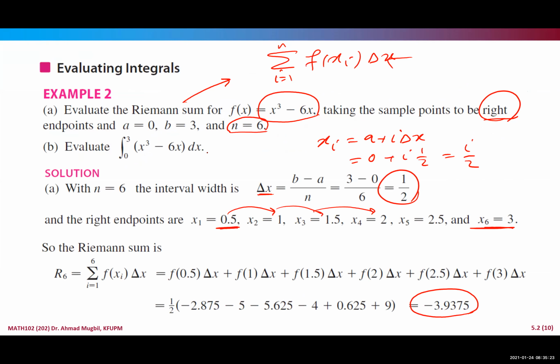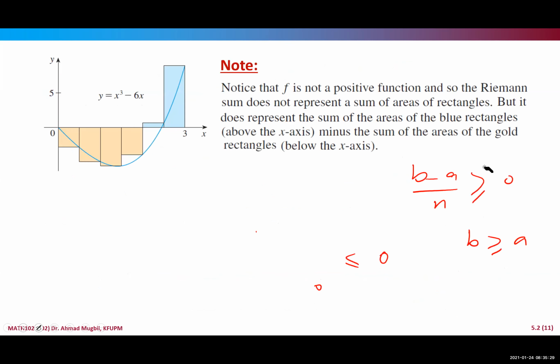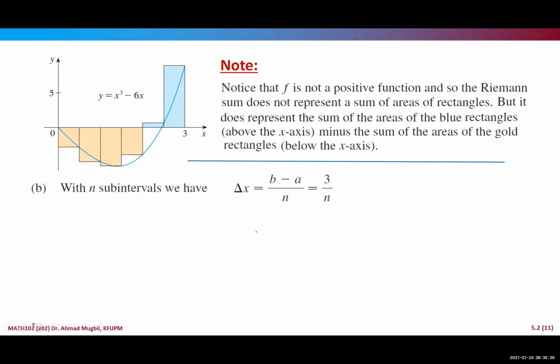Part B, it was about evaluating this integral. Exactly, not approximately. So what you need here is to mention that this does represent, I will mention this after evaluating the integral, no problem. Now let's evaluate the integral in general, not with n equals 6, but with n in general. So this is delta x.